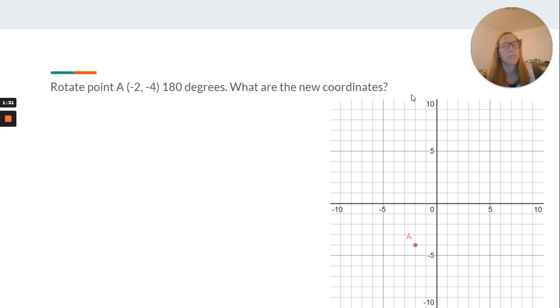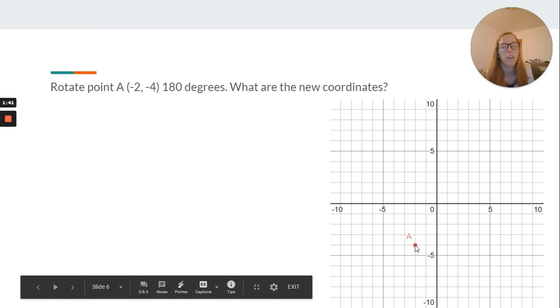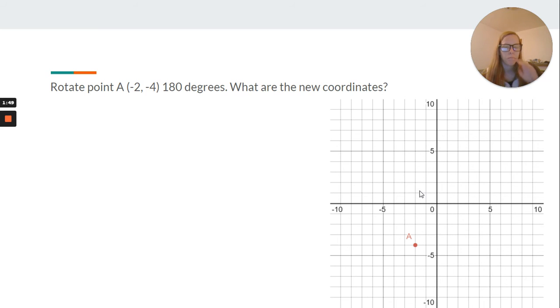And then last we talked about 180-degree rotations. It says rotate point A, which is at -2, -4, 180 degrees. What are the new coordinates? So I have the opportunity to just kind of plug them into a grid on this graph. You might not have that.